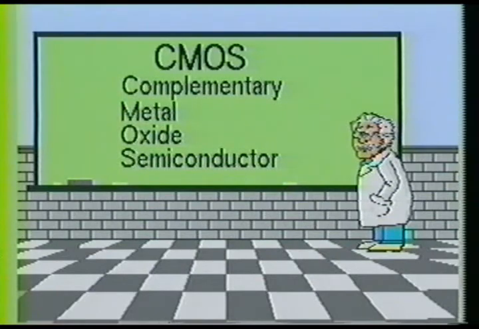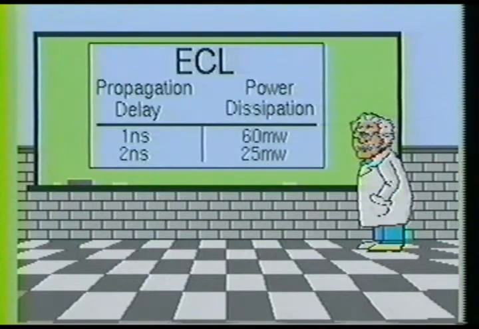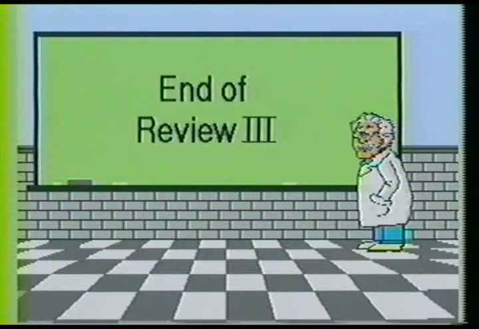Another common logic family is the CMOS family. The CMOS devices will have a very high input impedance and will consume very small amounts of power. Emitter-coupled logic devices are among the fastest in the digital family groups. The fastest in the ECL series has a propagation delay or switching speed of only 1 nanosecond, but it will consume as much as 60 milliwatts of power per gate. This concludes review number 3.